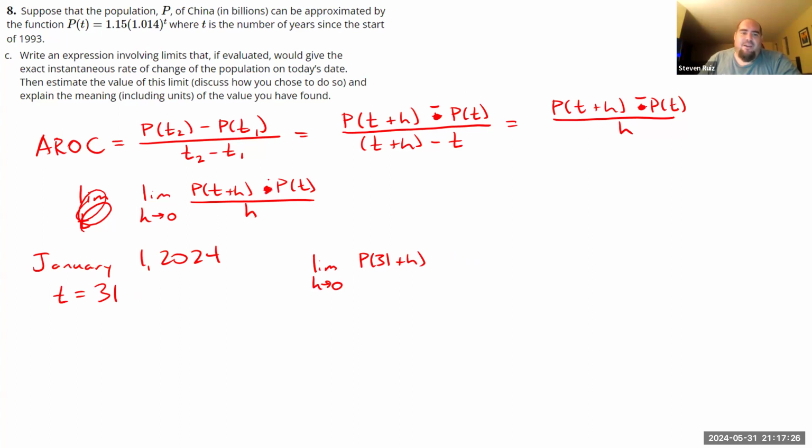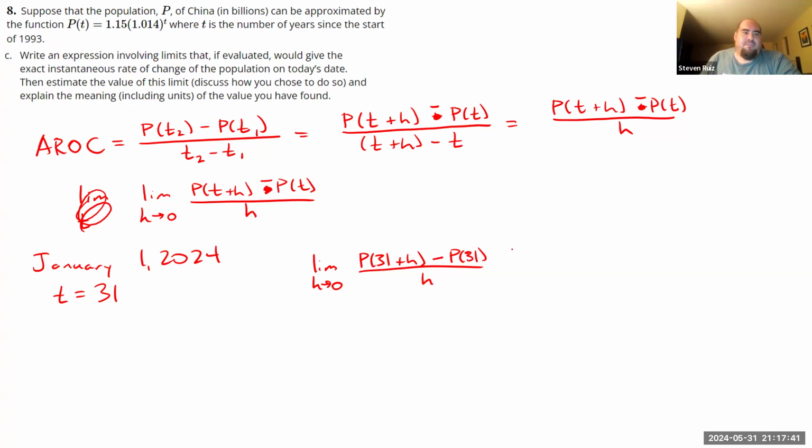You don't calculate slope by adding these two values together. I want to know how far apart they are. I want to know what their difference is. So I need to be subtracting them. So p of 31 plus h minus p of 31, over h.